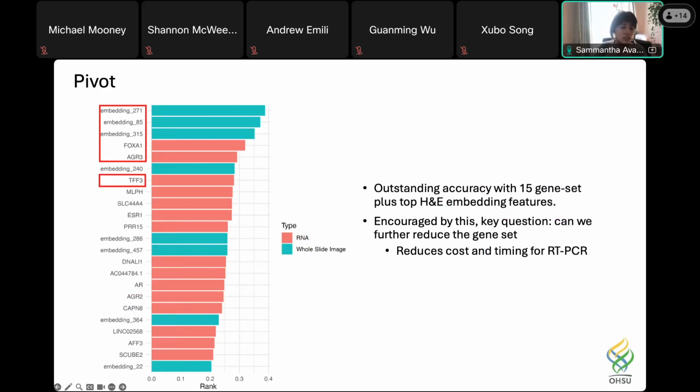And so, encouraged by the results we saw from our 15 gene set, we wanted to really test the limits of our multimodal model and just use our top 3 imaging features and top 3 RNA features. And so this included FOXA1, AGR3, and TFF3.